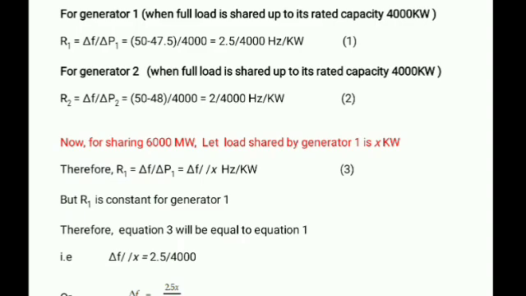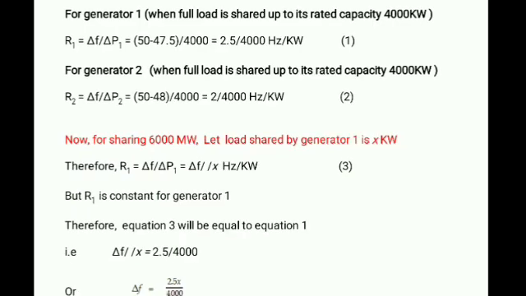Now for sharing 6000, it is kilowatt, there is a slight misprint, just take it as 6000 kilowatt. Let the load shared by generator 1 be X kW, fine. Therefore R1 is equal to delta F upon delta P1. Now what we have to calculate? We have to calculate the speed regulation parameter when the load sharing is X. So it can be written as delta F upon X Hertz per kilowatt.